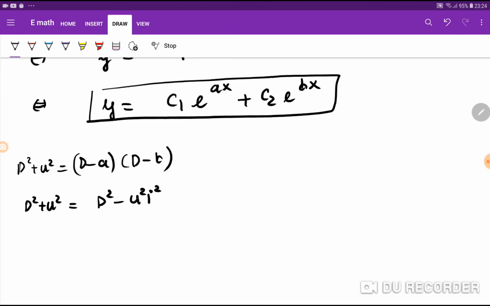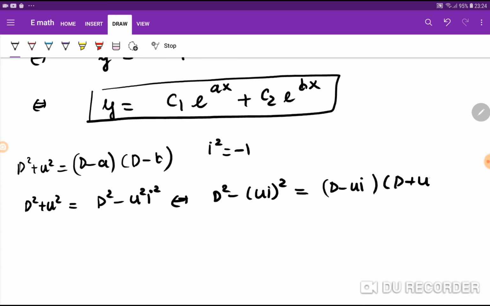You agree? And i is the complex number, where i squared equals -1. Remember guys, differential equations deal with real and complex numbers. So you're going to factor this: D squared minus u i squared goes to D minus ui times D plus ui. So now I would say, okay, a is ui, and what is b? b is negative ui.